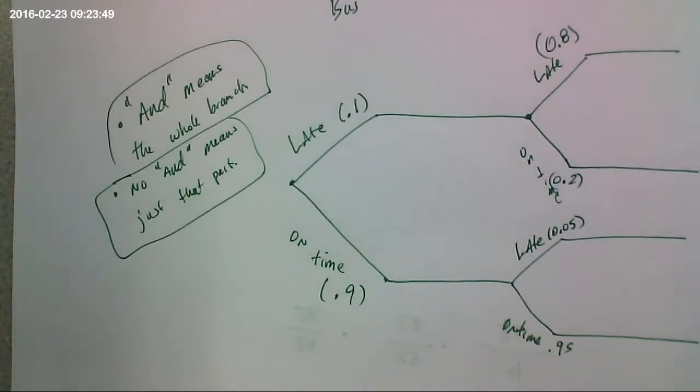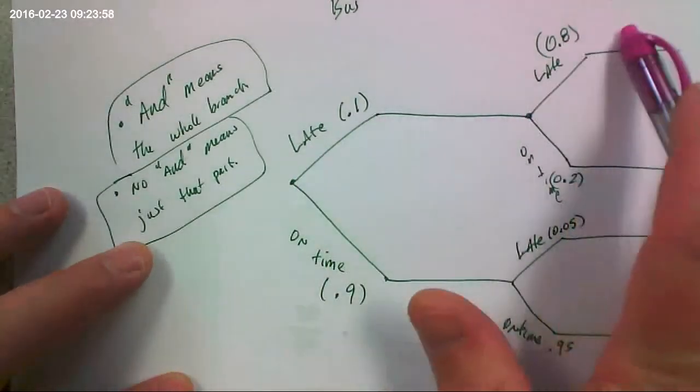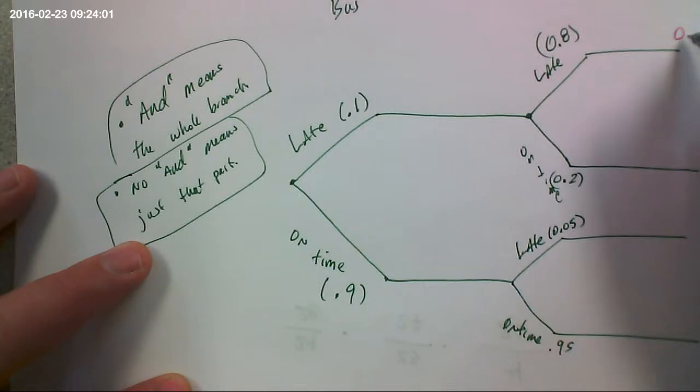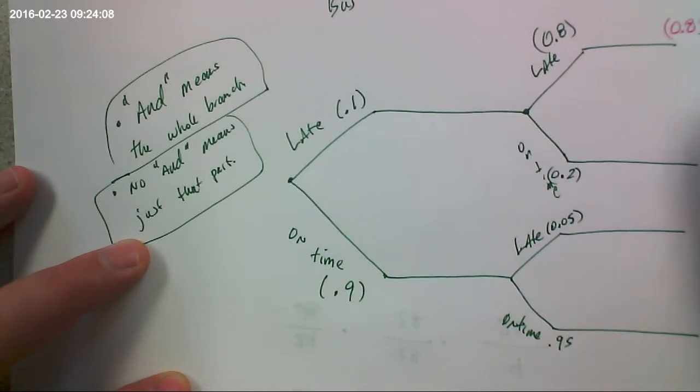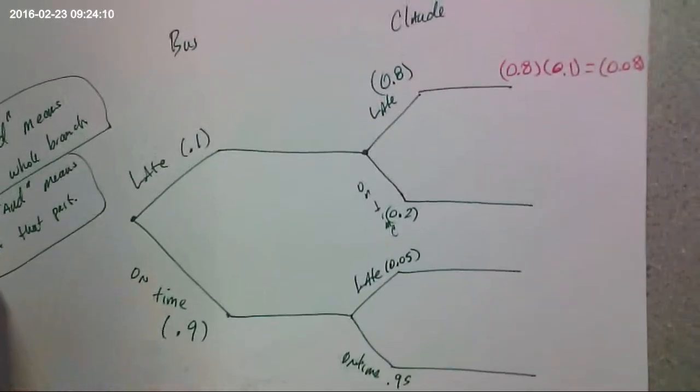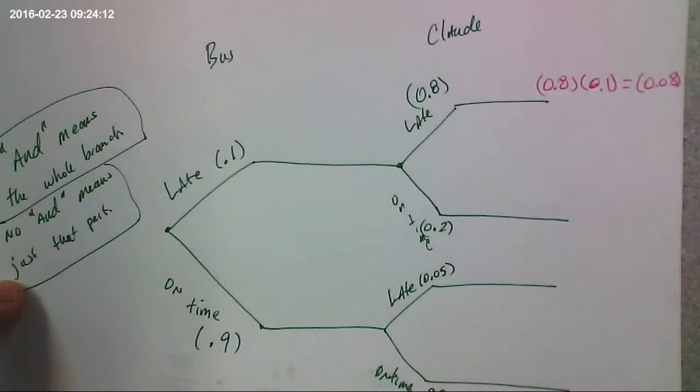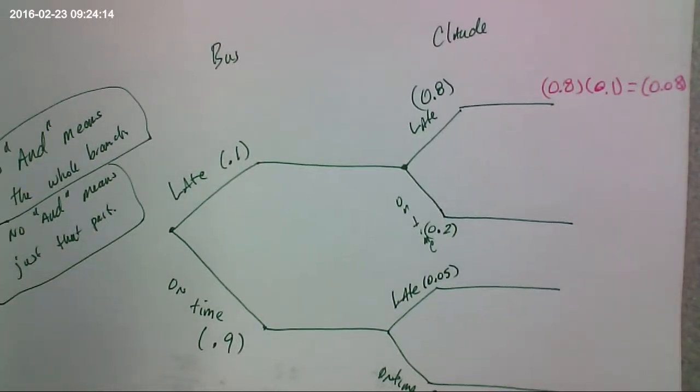Good to go? Okay. So anyway, calculate the probability that the bus is late and Claude is late. So that would be this whole branch because it says and. So this would be 0.8 times 0.1. Sorry about that, I thought you could see it. Is that okay? Yeah? Okay. Number 2 says calculate the probability that Claude is late to school.